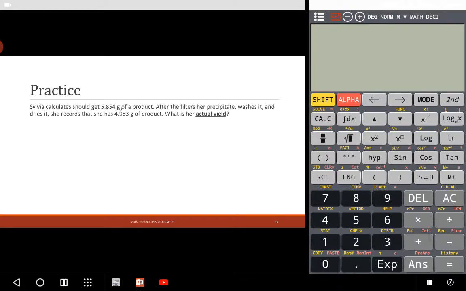So here's a practice problem for you to see how much you understood from that. It reads, Sylvia calculates she should get 5.854 grams of a product. After she filters her precipitate, washes it, and dries it, and records the mass, she has 4.983 grams of product. What is her actual yield? Go ahead and pause the video and think about this. Unpause the video when you're ready to check your work.